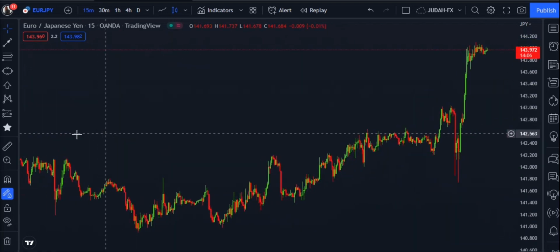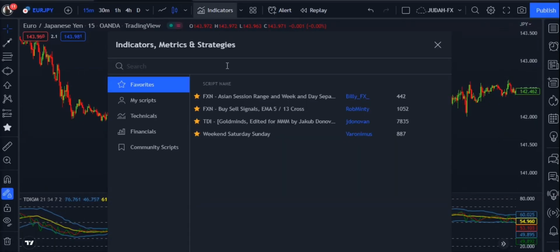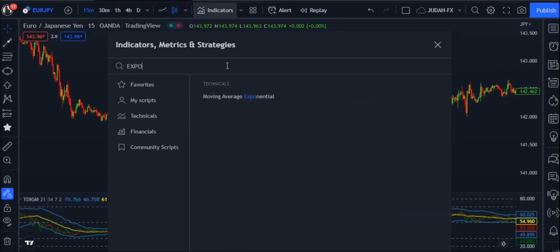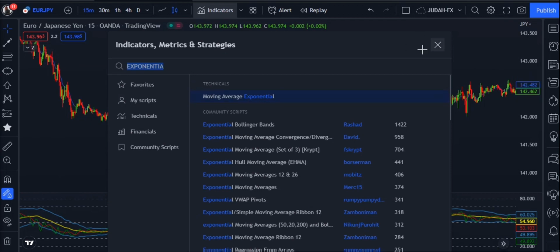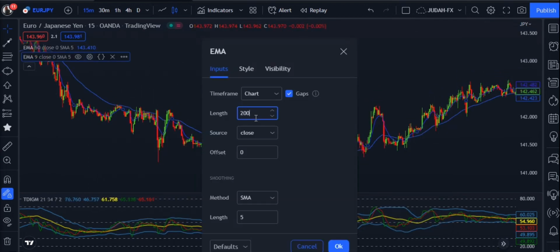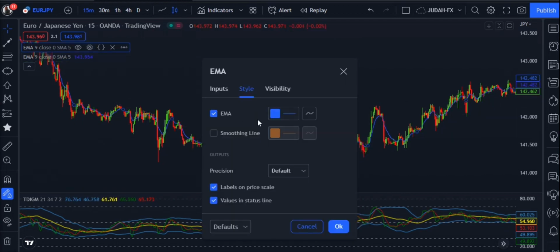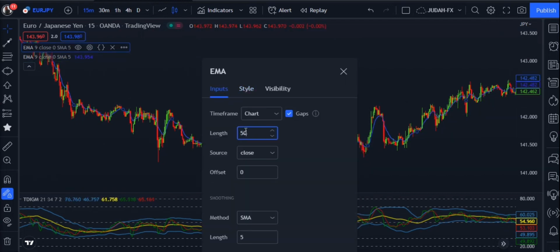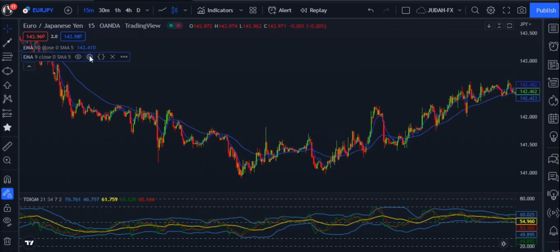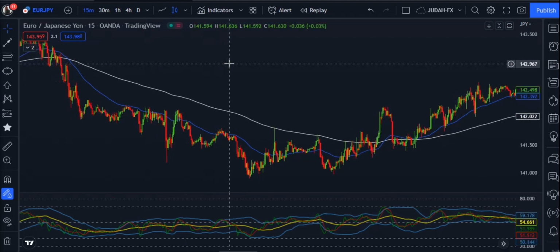So concerning the strategy, you will need to add 3 moving averages. First, go to TradingView and search for moving average exponential and click on it. Add 3 moving averages. The first moving average should be 200, and the color should be white. The second moving average should be set at 50, and the color should be blue. The third should be set at 13, and the color should be red. Once done, then you're good to go.